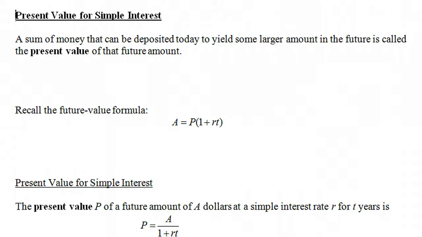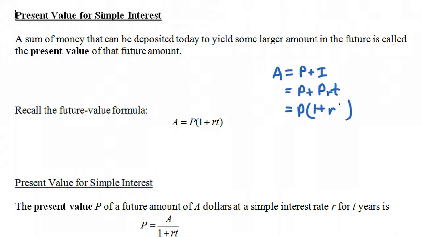Okay, now let's recall our future value formula. It said that A is equal to P times 1 plus RT. Well, remember that the A was equal to the principal plus the interest. The interest was PRT. Remember, for simple interest, I equals PRT. And what you can do in this case is both terms have a P, so you can factor it out. P times 1 gives you P, and then plus P times RT would give you PRT. So that's this formula here. A is equal to P times 1 plus RT.